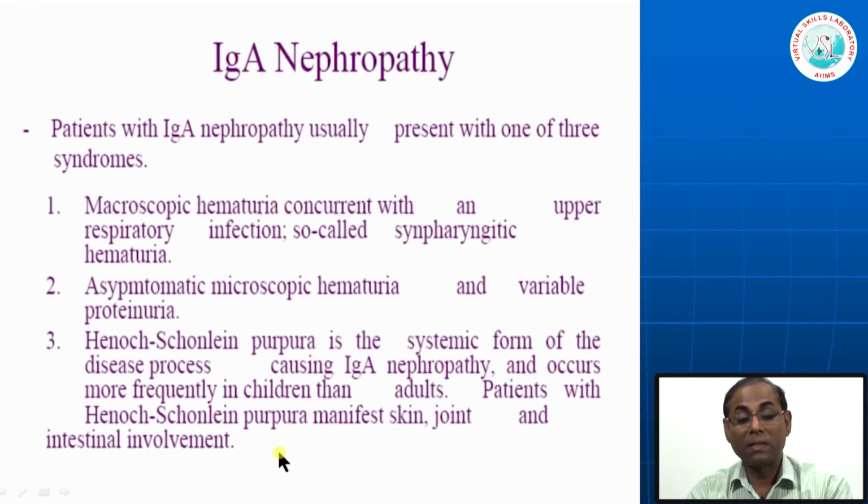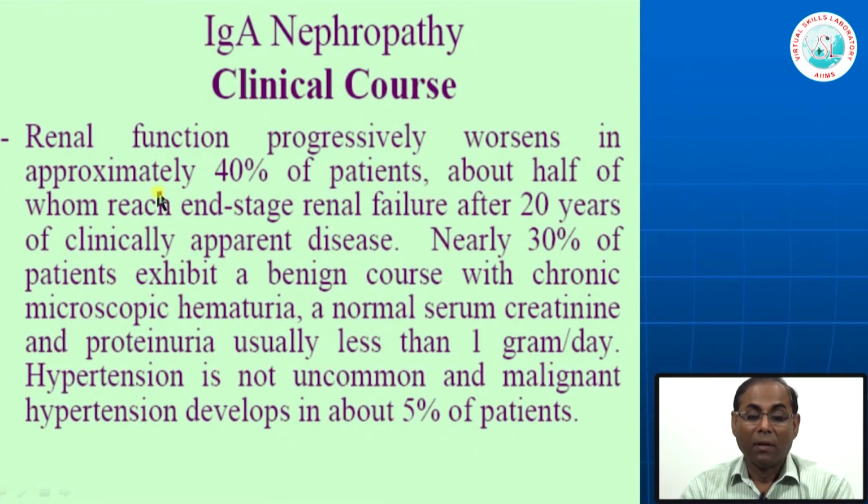So, it has become a systemic disease associated with IgA. The renal function progressively worsens in approximately 40% of these patients. Earlier, when it was described, it was thought to be a more benign course. Now, we know that IgA nephropathy is not at all a benign disease.